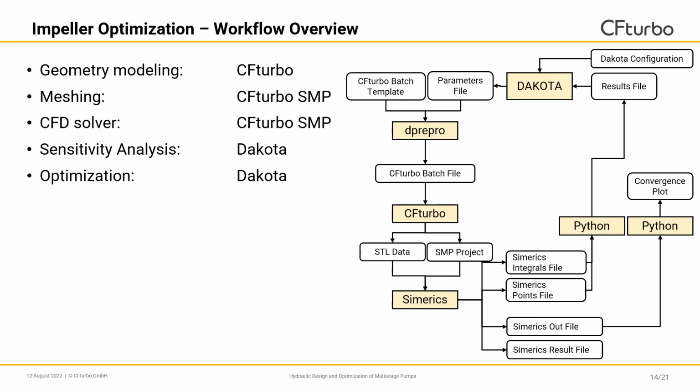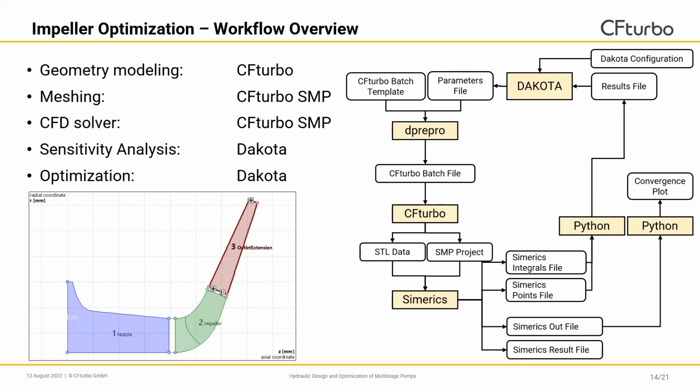On the right-hand side, you can see the workflow setup that was used to optimize the impeller design. We have used tools provided by Dakota, the capabilities of CFturbo, and tools provided by Simerix MP. Again, we have used the reduced model. We have replaced the bowl diffuser design with an artificial outlet extension, since we are only focusing on the inlet geometry of the impeller, but we have used a real geometry to accurately model the inflow conditions for the impeller.